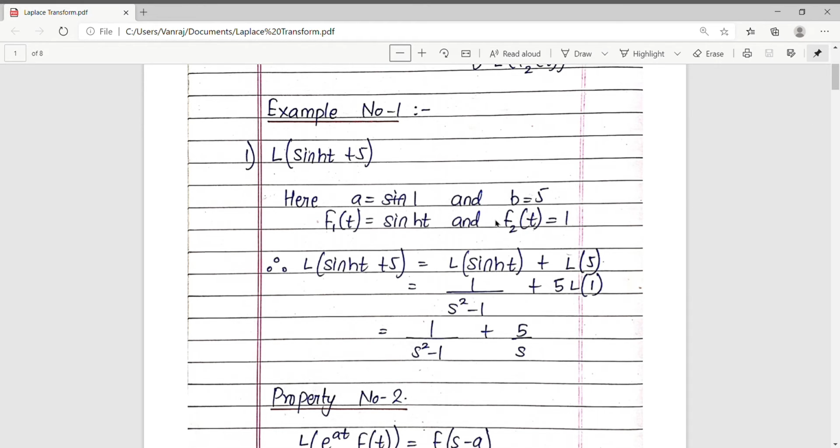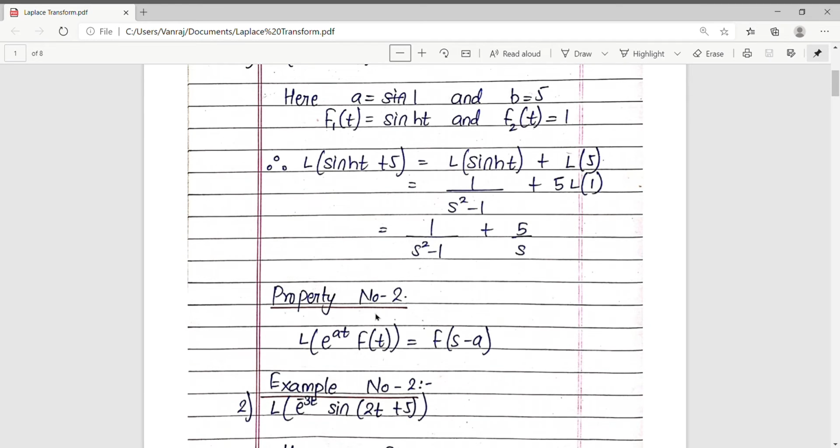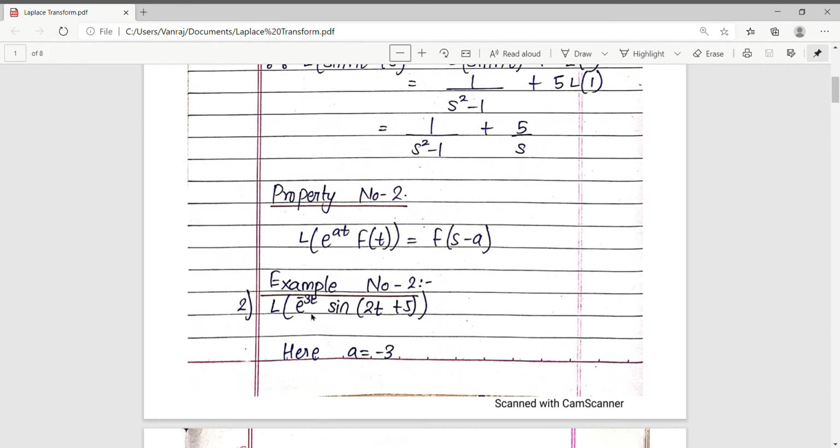Now moving to property number 2, it says that if we have to find the Laplace transform of e raised to at into f of t, then first of all we have to find f of s, which we will get by finding the Laplace transform of f of t. After finding the Laplace transform of f of t, we will replace the value of s by s minus a. So now we will see this property with an example.